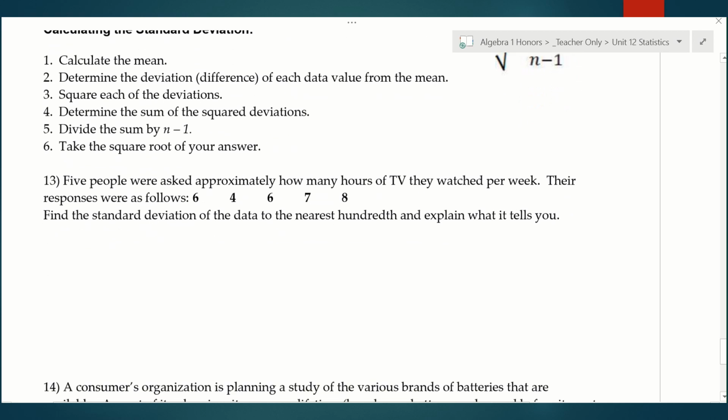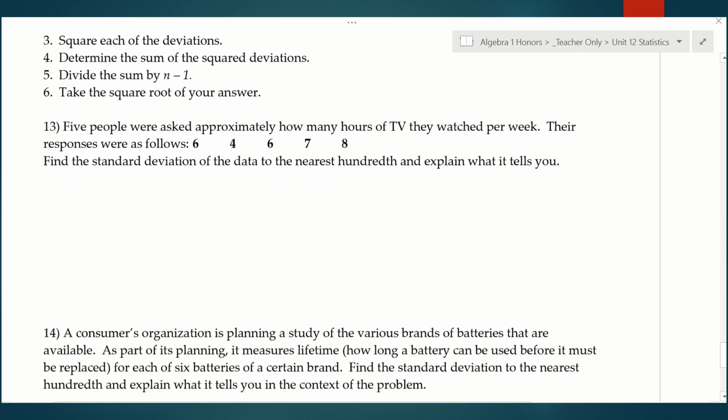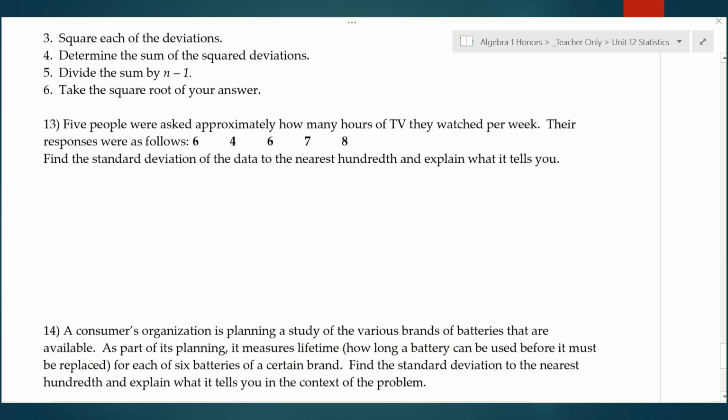So I'm going to show you in your graphing calculator how to do this. For example 13, it says 5 people were asked approximately how many hours of TV they watched per week. Their responses were as follows: 6, 4, 6, 7, 8. Find the standard deviation of the data to the nearest hundredth and explain what it tells you. Okay, so we want to know, does this data seem spread apart or does it seem close together?